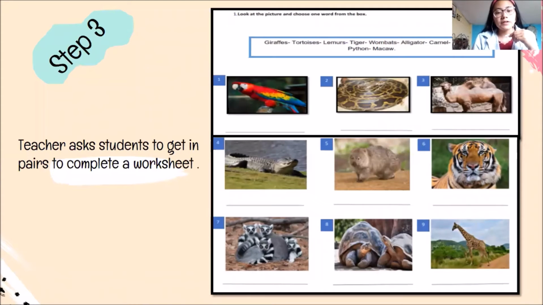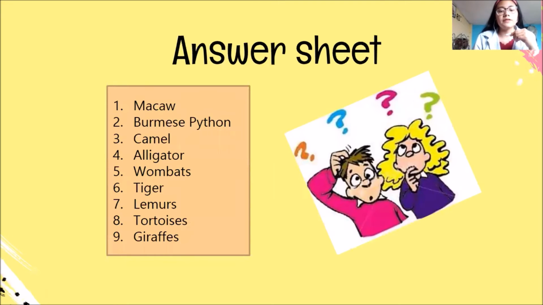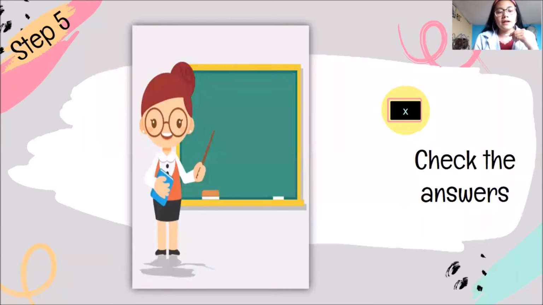In step 3, students identify the vocabulary of animals at a zoo. Once the students have seen the pictures, the teacher asks students to get in pairs to complete a worksheet that contains the vocabulary of animals. Step 4. Students have to write the correct name of the animals below each picture. Here we have the answer sheet. Finally, in step 5, the teacher checks the answers with the students.